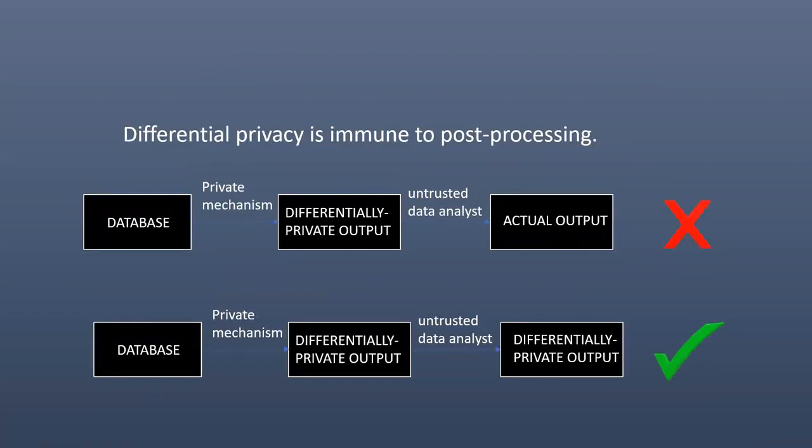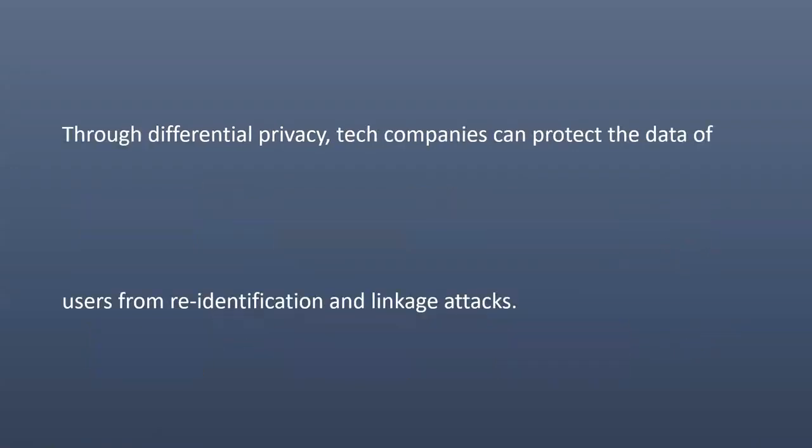Differential privacy is secured against post-processing. This means that the output of a differentially private algorithm remains differentially private, even if manipulated by an untrusted data analyst. With differential privacy, tech companies have succeeded in protecting the data of their customers against re-identification and linkage attacks. For more information, please read the monographs.